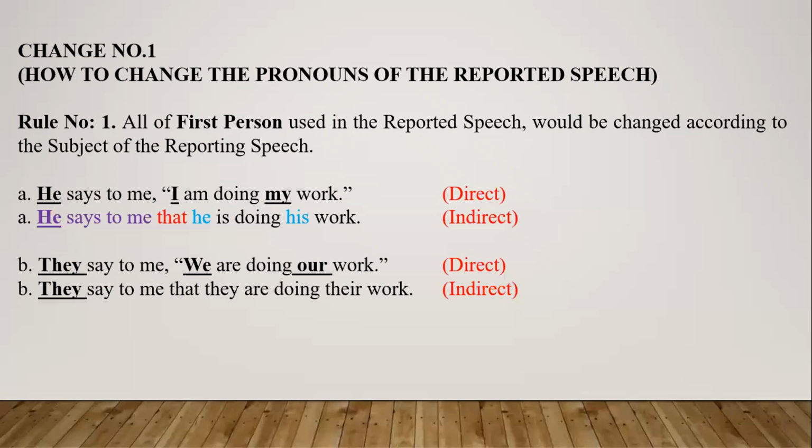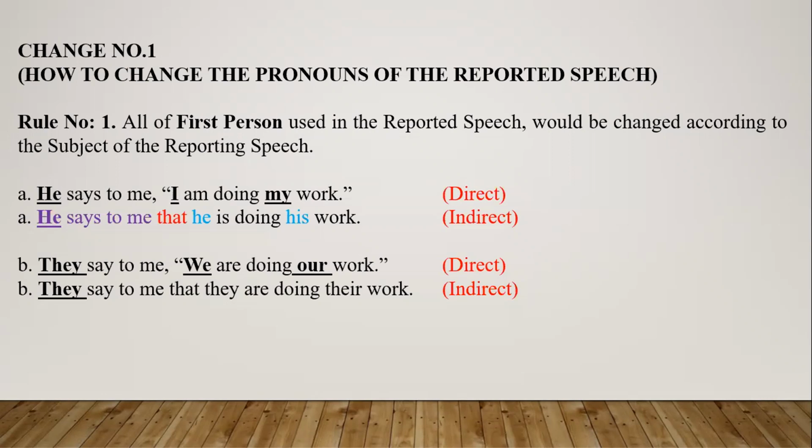Here we go. We have first person, second person, and third person. There are three rules to change first person, second person, and third person. Rule number one: all the first person, like I and we, used in the reported speech would be changed according to the subject of the reporting speech. You can see that I have given an example: he says to me, I am doing my work. Here, "he says to me," and after that there is a comma. That part is called the reporting speech. I repeat again, that is called the reporting speech.